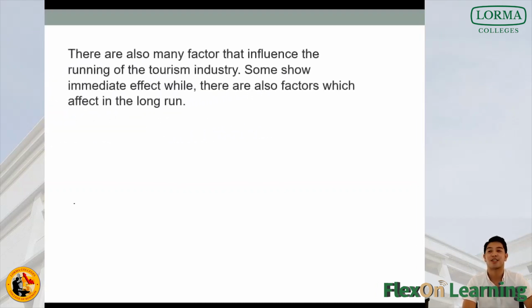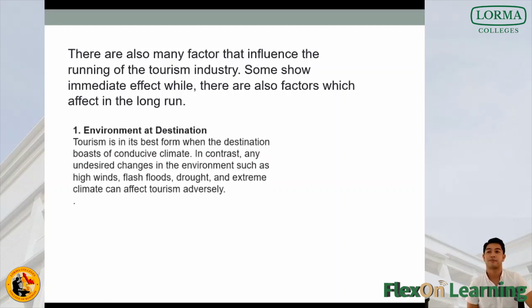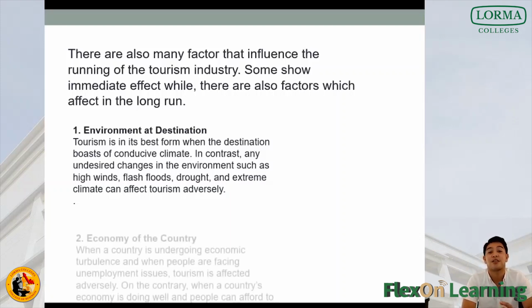surfing, rafting, or skiing. There are also many factors that influence the running of the tourism industry. Some show immediate effect, while there are also factors which affect in the long run. First, environment at destination. Tourism is at its best when the destination boasts of a conducive climate. It contrasts with any undesired changes in the environment; high wind, flash floods, drought, and extreme climate can affect tourism adversely. Like for me, I don't like hot places, so when I travel, I rarely go in summer.